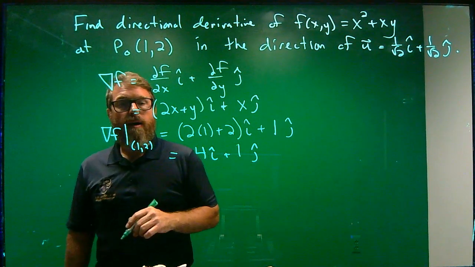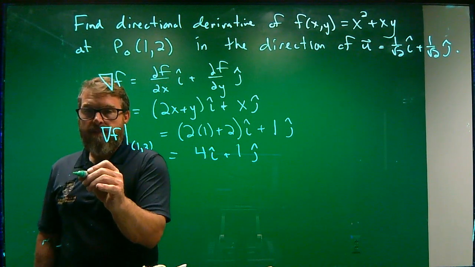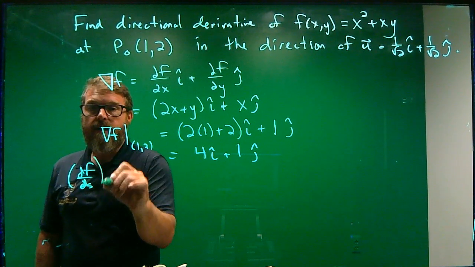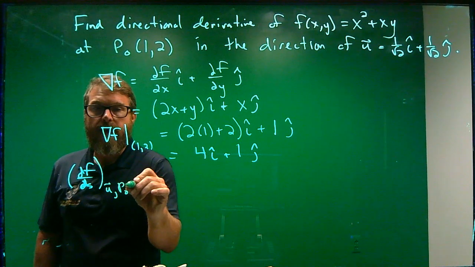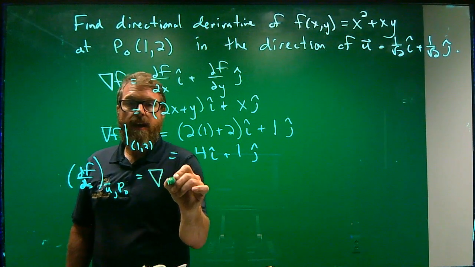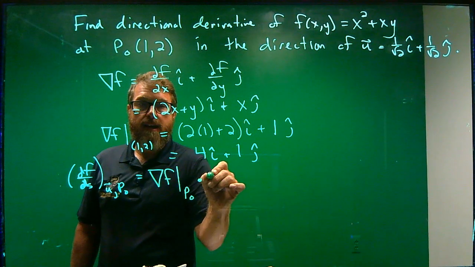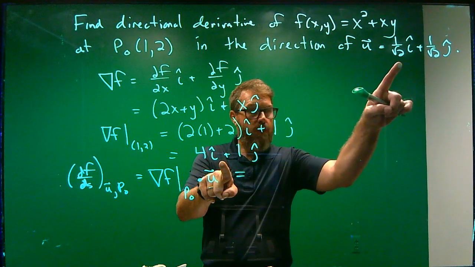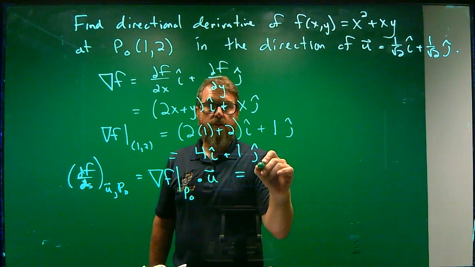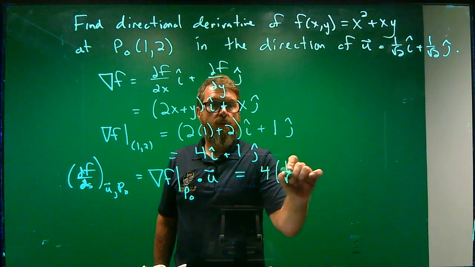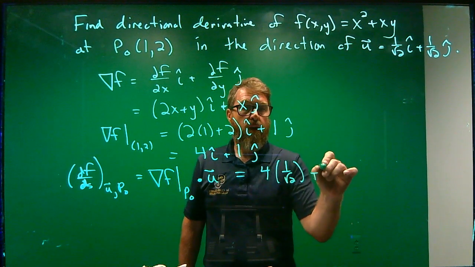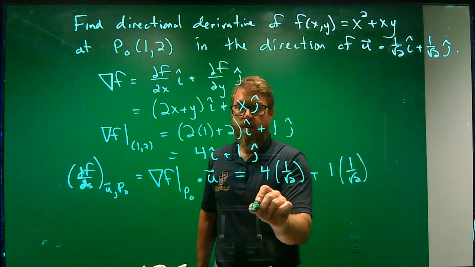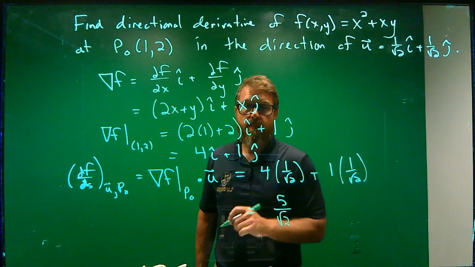All right. So now, dotting this, we know that the directional derivative, or df ds, in the direction of u at p naught is just going to be equal to the gradient of f evaluated at p naught dotted with our unit vector u. So it's going to be this vector dotted with this vector. We multiply the x coordinates, so this is going to be 4 times 1 over root 2, plus the multiplication of the y coordinates, which is 1 times 1 over root 2. And we can see this is going to be 5 over root 2. It's the exact same value that we have.